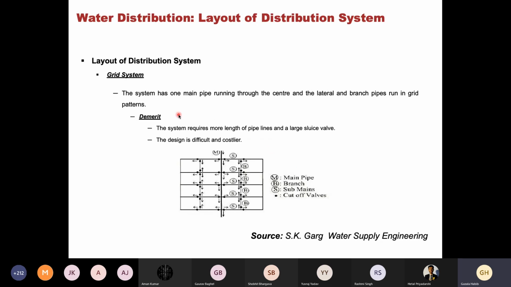Then grid system. In grid system, the whole area is covered with the pipes, meaning a kind of grid is formed using the distribution system.